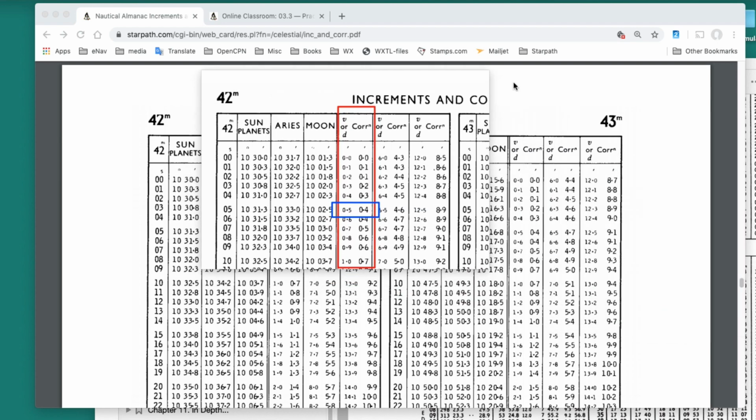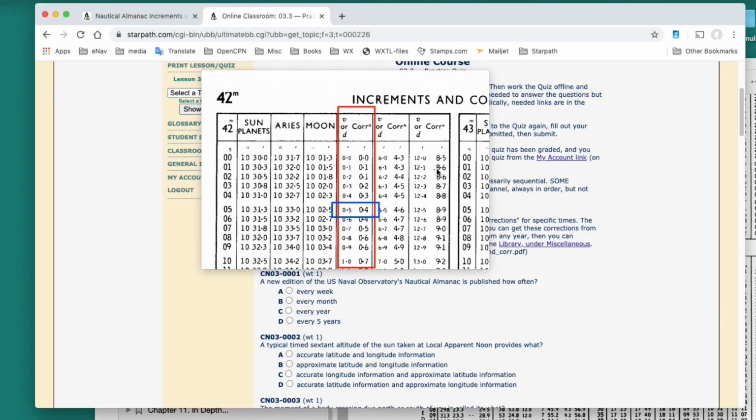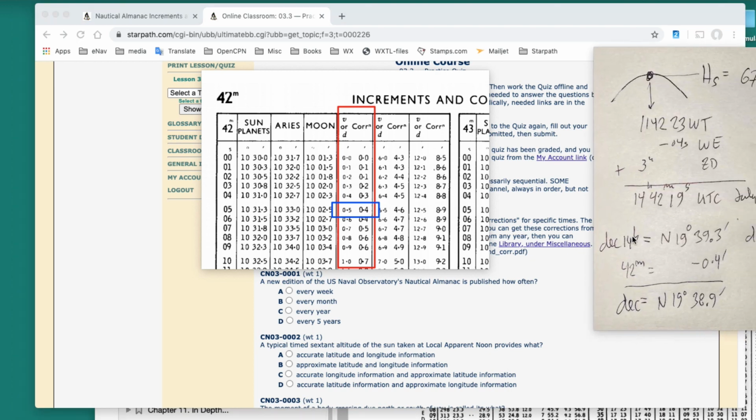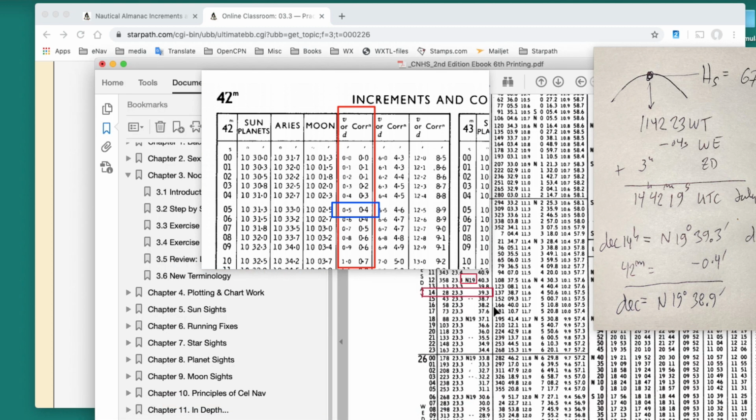So when we come back over here, to the page that we had to look up, we want to know what the correction is. This just says that at 14 hours, the declination was north 19 degrees, 39.3. And then at 15 hours, it was north 19, 38.7. It's gone down that much, which is usually something like 0.5, and that looks like it was 0.6, 39.3 minus 38.7 is 0.6. But throughout the day, the average was 0.5.